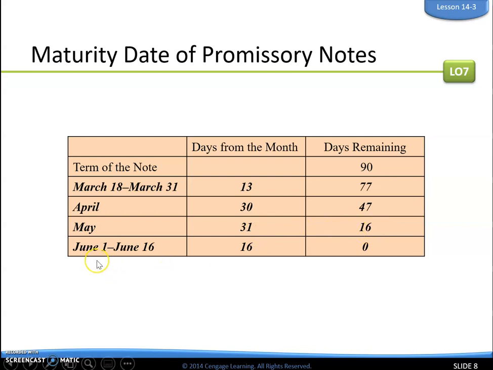Now, when we look at June, we're not going to use all of June because we only have 16 days left. So here they're just showing June 1st through the 16th. We're going to use 16 days in June, and so our days remaining would be 0.